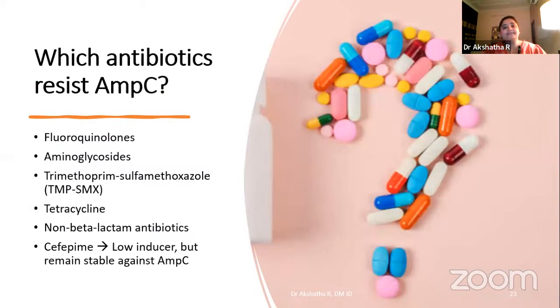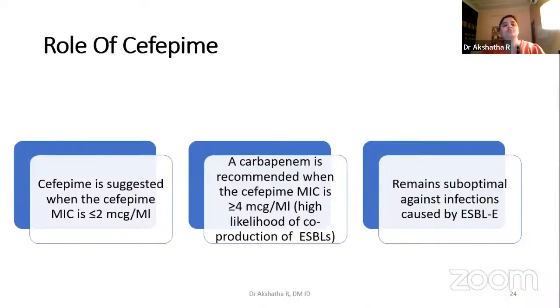So, which antibiotics will resist this AmpC? Your non-beta lactams like your fluoroquinolones, aminoglycosides, cotrimoxazole, tetracyclines, basically can resist. Cefepime is a weak inducer but remains stable against AmpC and hence can be used. So, what is the role of cefepime in AmpC? Cefepime is suggested to be used when the cefepime MIC is less than or equal to 2, but when the MIC of cefepime is in the SDD range, that is between 4 to 8, there are chances that the organism is co-producing ESBL, and as I have mentioned before, the role of cefepime in ESBL is not clear and it should not be used, and hence a carbapenem is preferred in that.